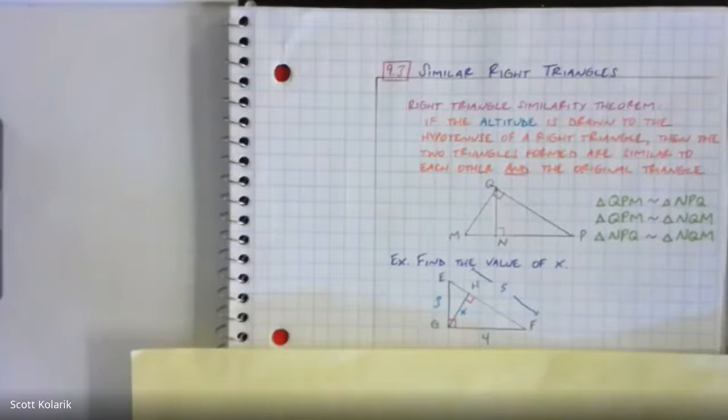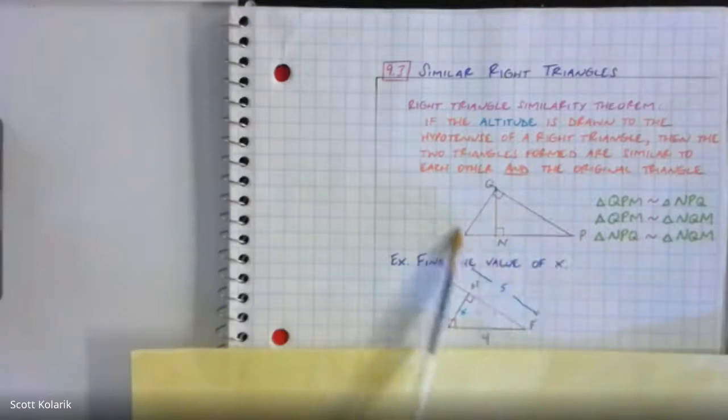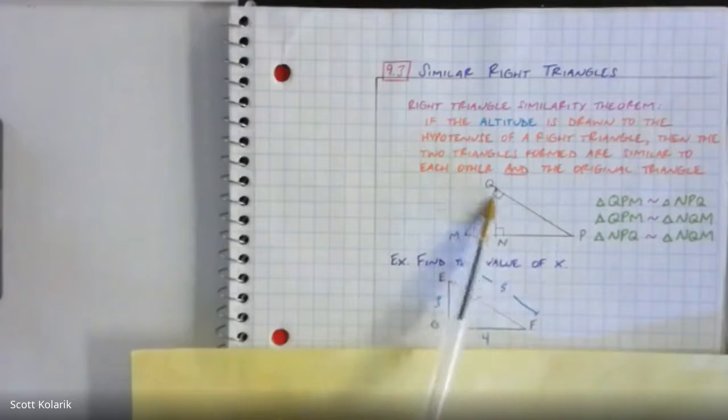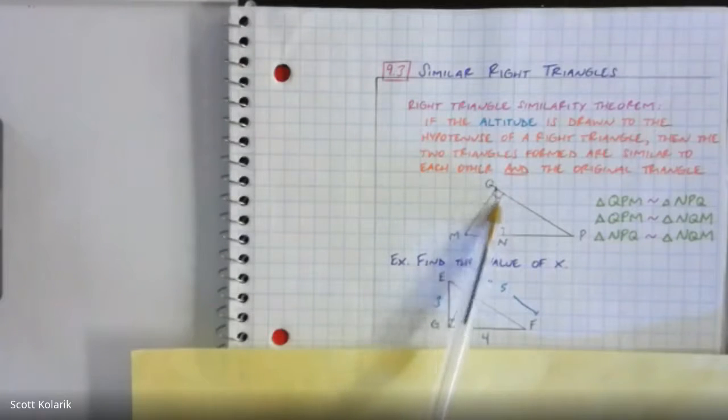All right, day 2, chapter 9, section 3, similar right triangles. Again, we're talking about this diagram situation. This is a very unique case where I am dealing with this major right triangle, as shown by this 90-degree angle up here in the corner.